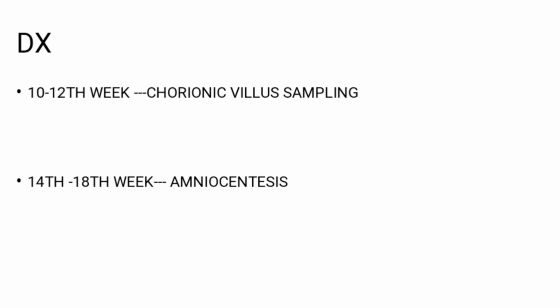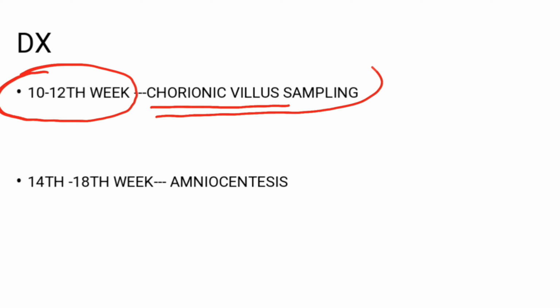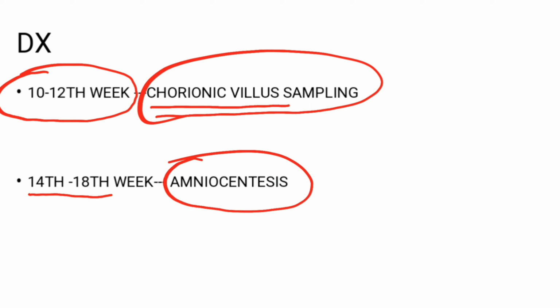So how do you diagnose? Basically the method preferred from 10th to 12th week is chorionic villus sampling. That is the preferred method of diagnosis, and from 14 to 18 weeks amniocentesis is the preferred method of diagnosis.